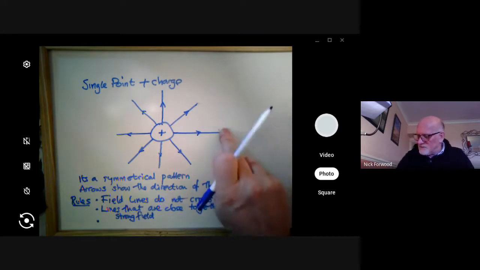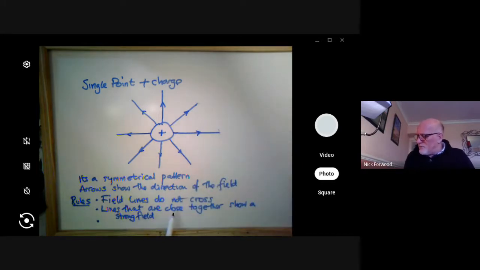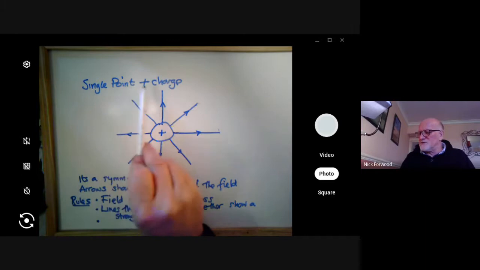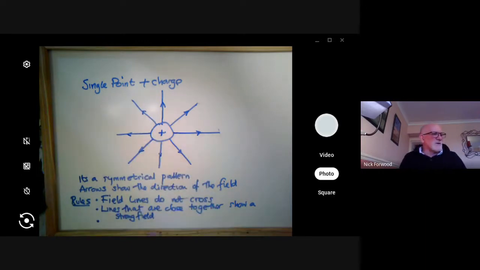There you go. So don't forget to write in that lines that are further apart show a weaker field, and get that written in as well, because I haven't got room to do that. Okay, so that's what's called the field pattern around a single point positive charge. And that's just one of the first ones that the SQA need you to know. And we're going to do a number of these. So this is the first one that we're interested in, the first field pattern, and it's around a single point positive charge.